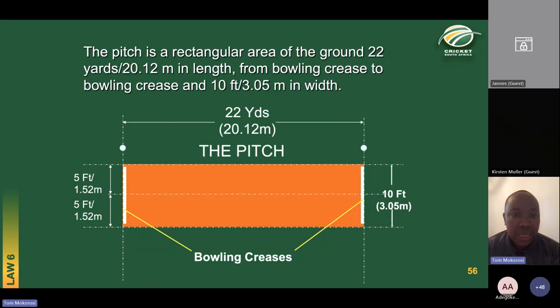Be careful when answering questions about lengths of creases and the width of the pitch. Have a look at the arrows and make sure that you are answering what measurement they are looking for. Are they looking for, on the right-hand side, the full width of the pitch, which is 3.05 meters, or are they asking for from middle stump to the one end of the pitch, which is 1.52 meters? Okay, so have a close look at those arrows before answering your questions in the exam.